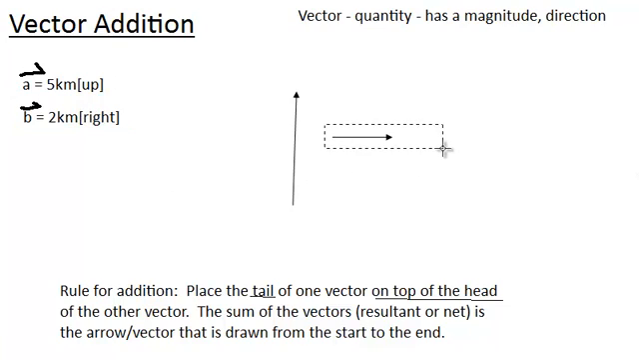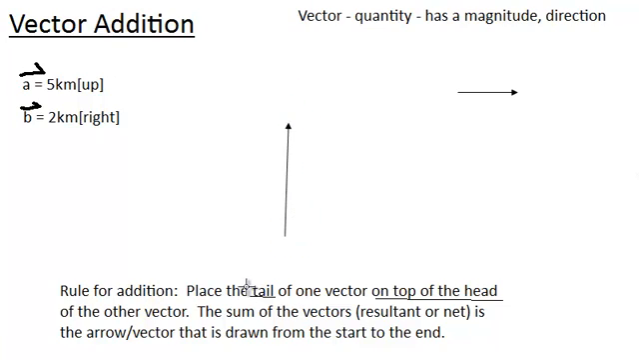So okay, this is B and this is A. So we have A. Now we need to place the tail of B, and we know that the tail is the one that's not the head. So place the tail. I cut off a bit there, it's going to cut off a bit because the pane doesn't really let you overlap. So I guess that works. Okay, so we place the tail of vector B, which is 2 kilometers right, onto the head of A, which is 5 kilometers up.